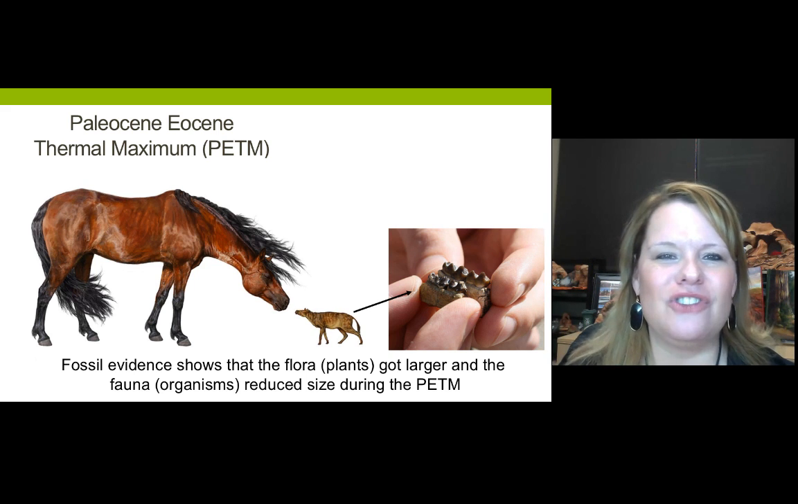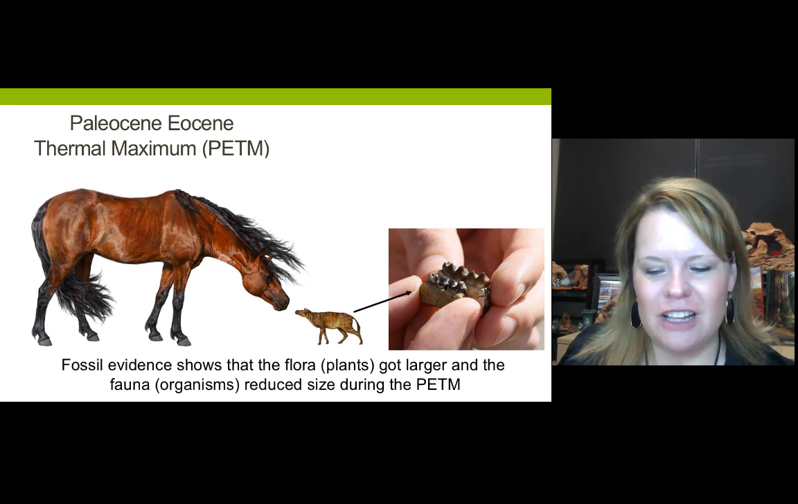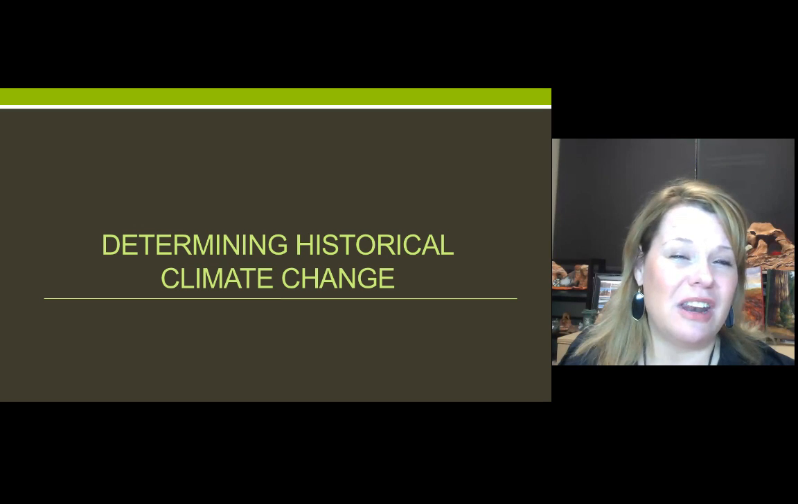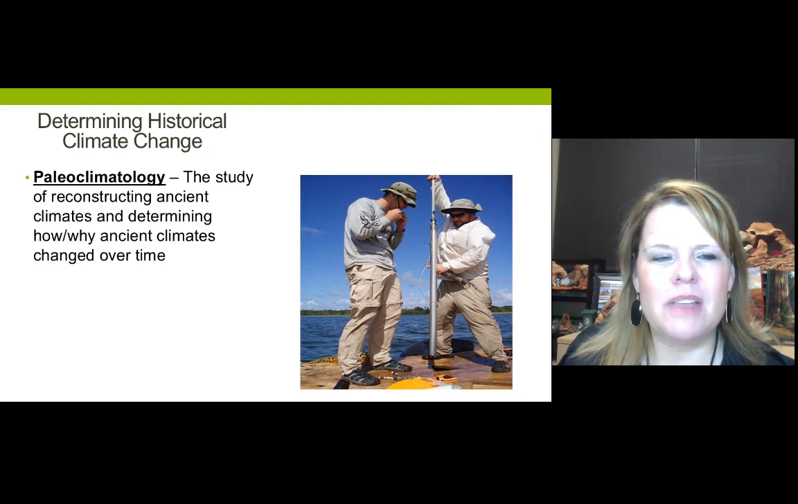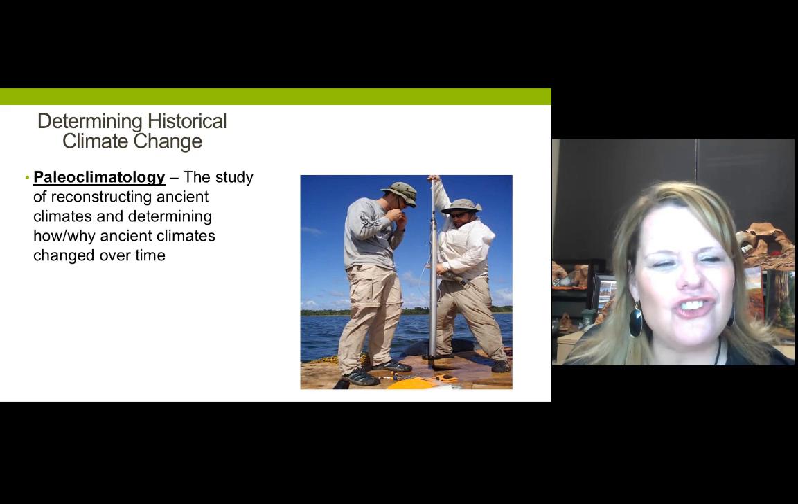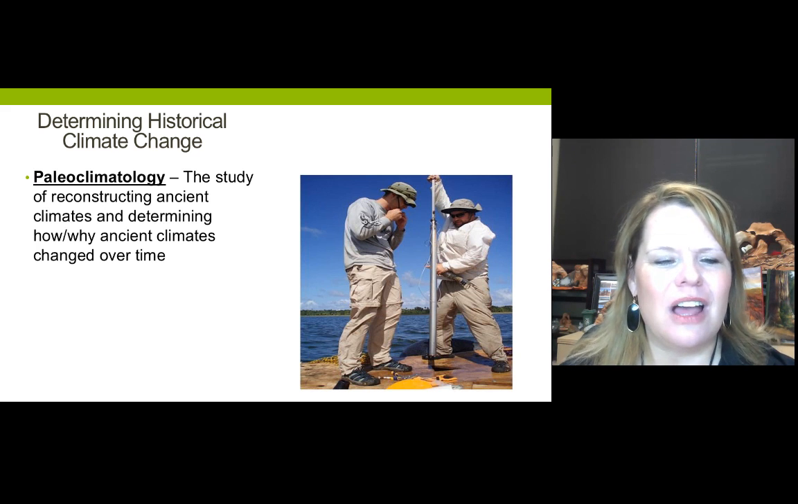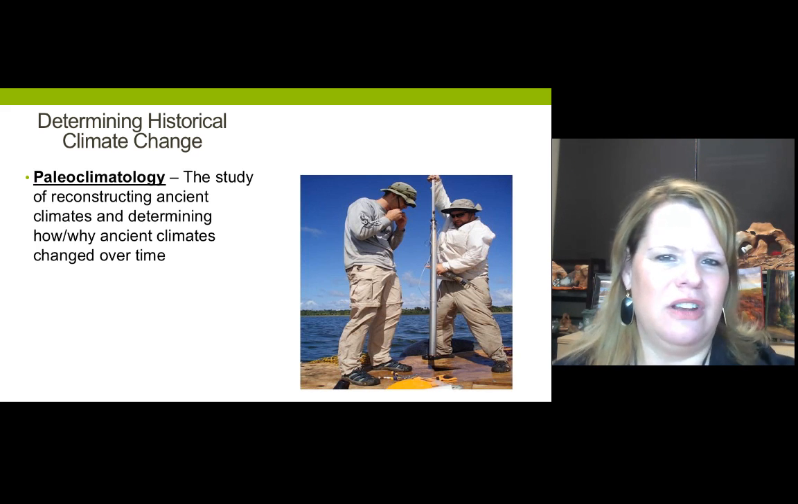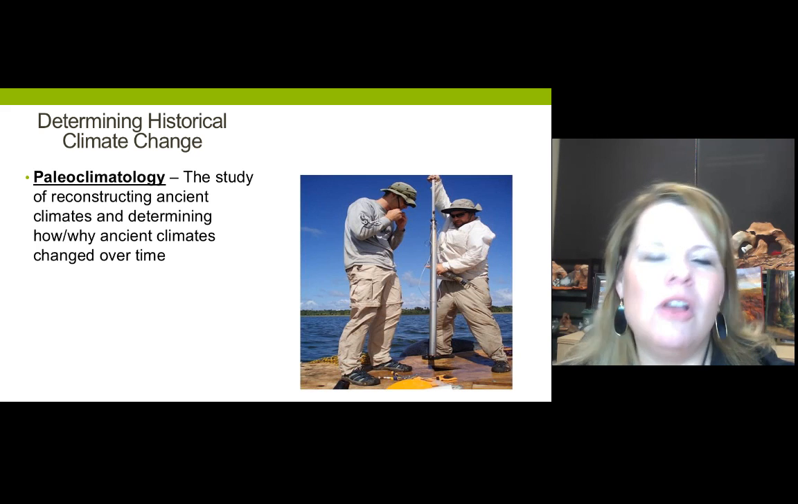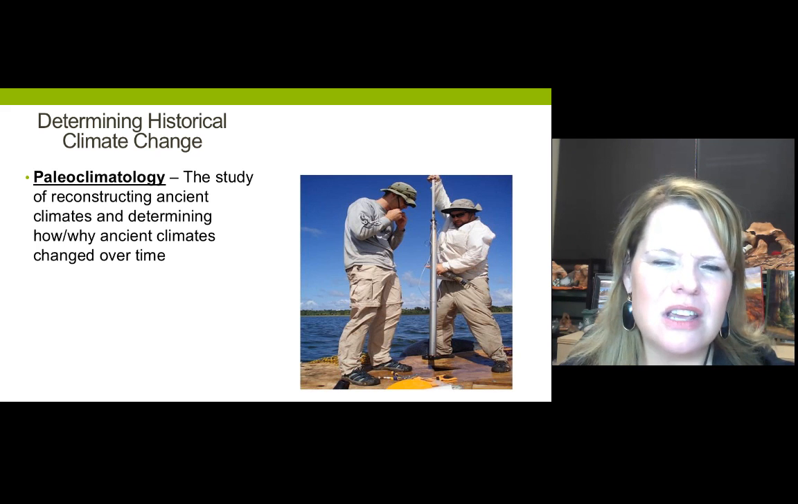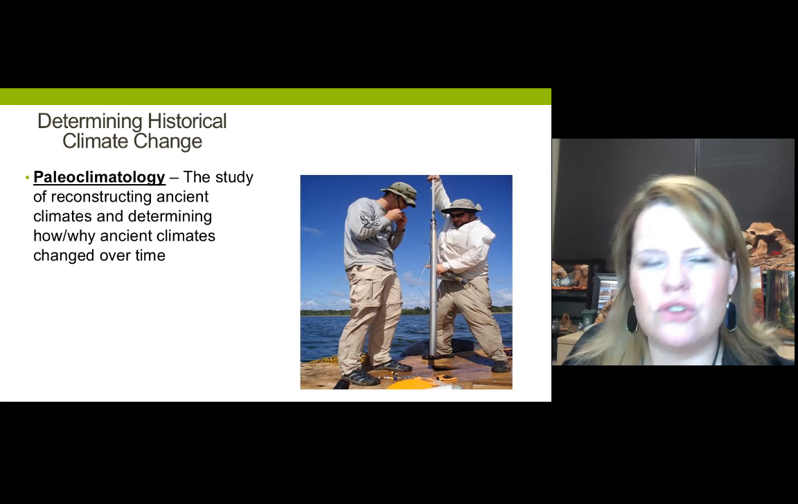This is one of those places that shows up as a result of climate change. So let's determine historical climate change and apply that to modern history. Paleoclimatology is the study of reconstructing ancient climates and determining how and why climates of ancient times did shift. What caused them to change over time? There's a number of ways we can do this. So these are scientists that are paleoclimatologists. Paleo simply means ancient, and obviously climatology refers to the study of climate.